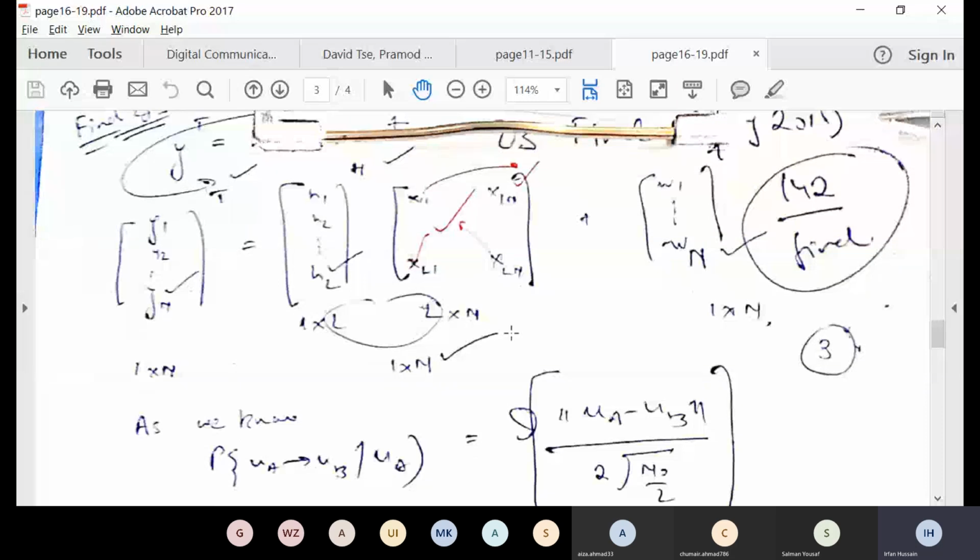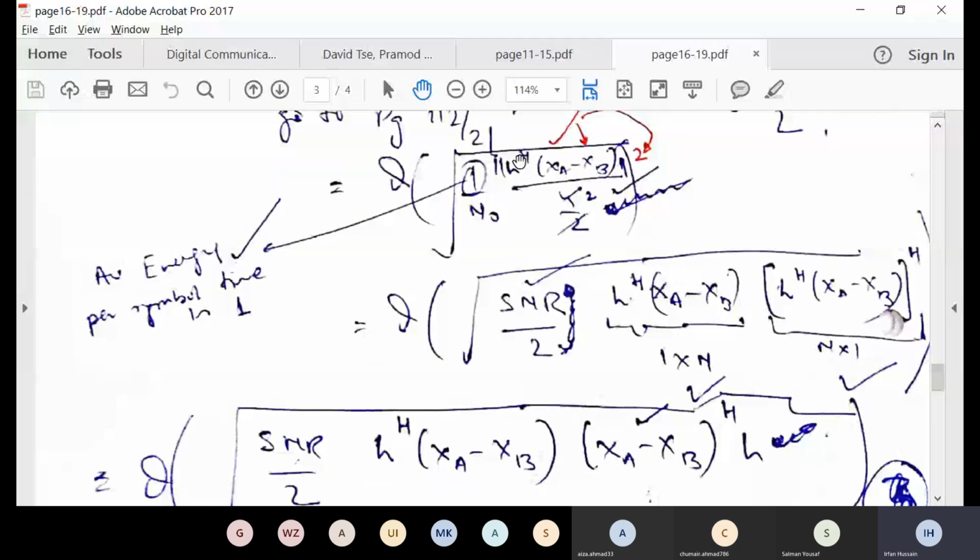So, when I multiply this, the total comes out to be 1 cross N. How can I find its mod square? I can find it by taking this vector, 1 cross N, and multiplying it with its H, n cross 1, so that n cancels and I have 1 cross 1, a scalar value. So I get the dot product, which is actually the mod square of H(XA minus XB).